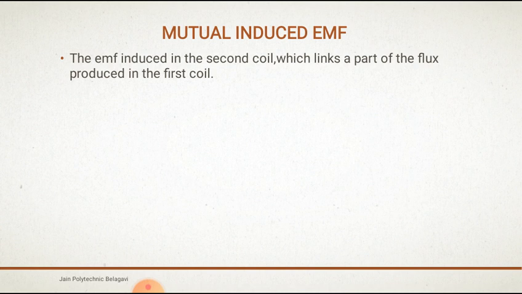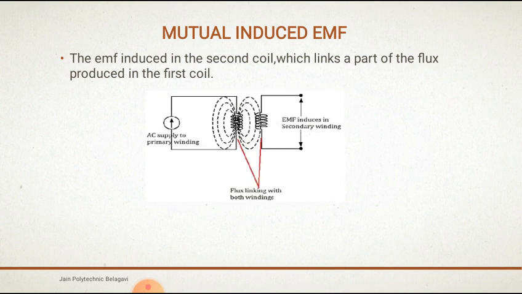Mutual induced EMF. The EMF induced in the second coil, which links a part of the flux produced in the first coil. This is a diagram of mutual induced EMF. The EMF induced in the coil due to changing current in the neighboring coil is called mutual induced EMF. Consider two coils, coil 1 and coil 2. The magnetic flux produced in the first coil passes through or links with the second coil. This magnetic flux, which is common to both the coils 1 and 2, is called mutual flux.